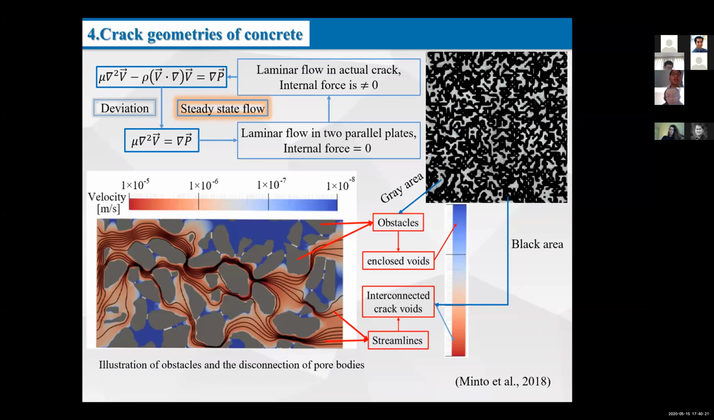A further discussion is, when there are many obstacles in the crack void space, it will result in many streamlines with different interconnected crack void space paths. It could be explained that with obstacles in the crack void space, the cubic law will leave a deviation. In the cubic law, the internal force is 0, and while the internal force is not 0, the cubic law will get the deviation.